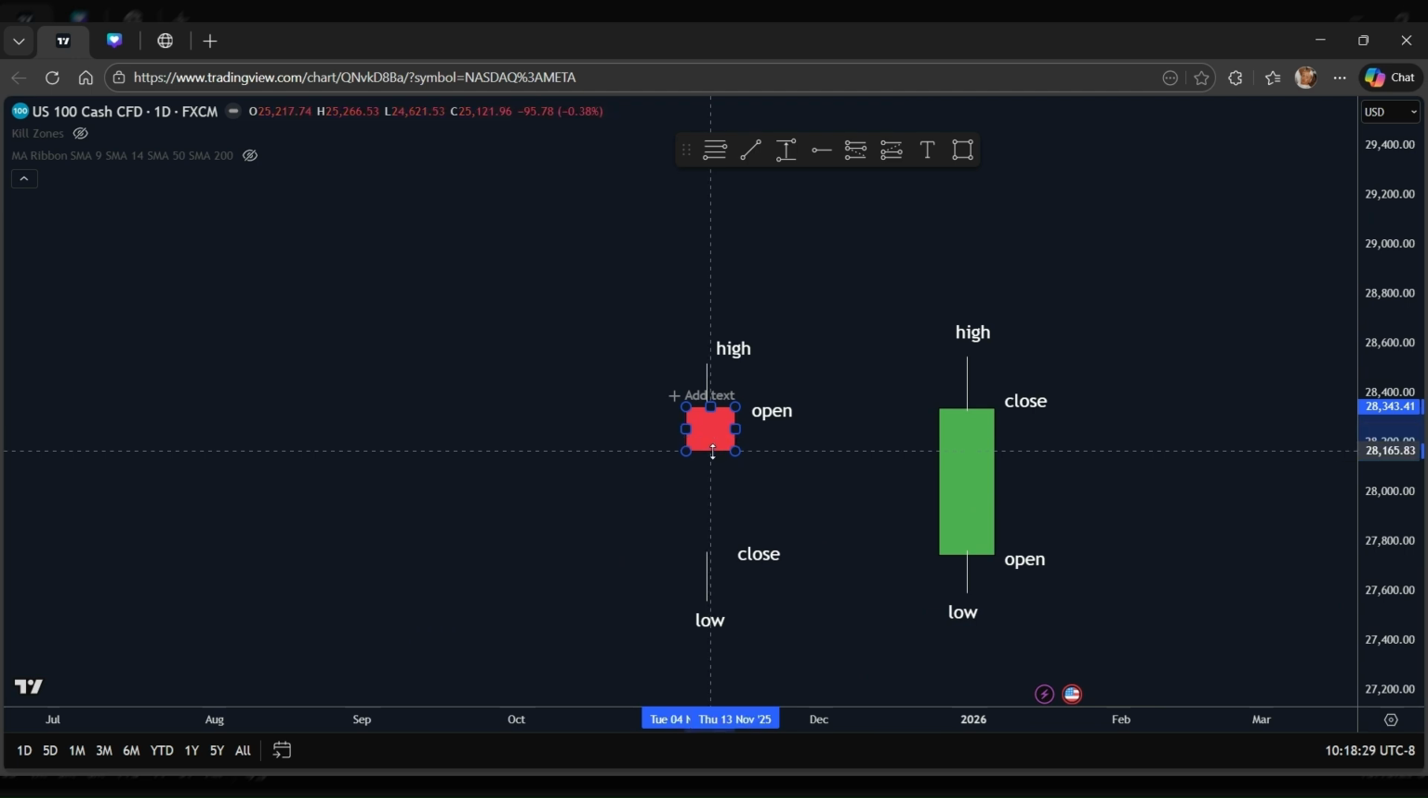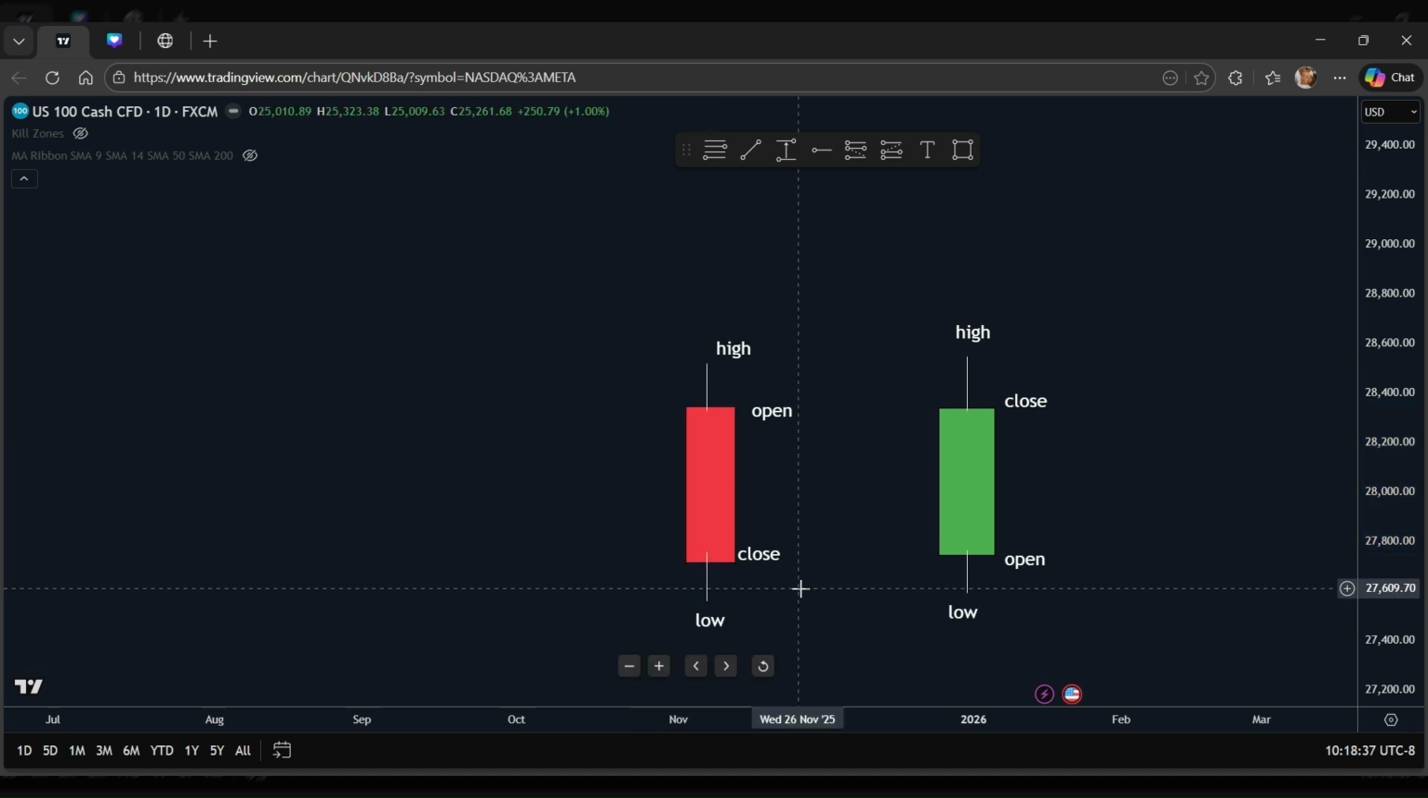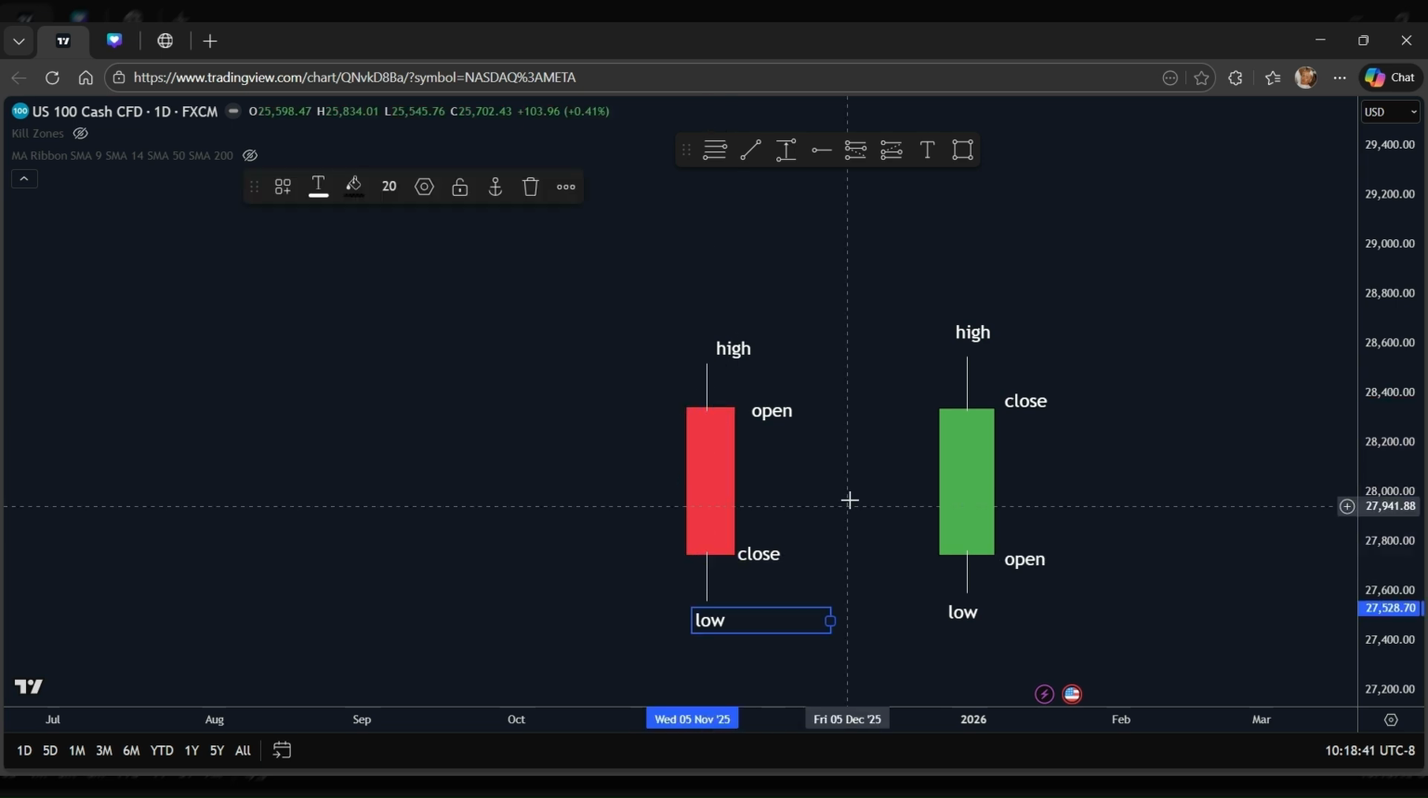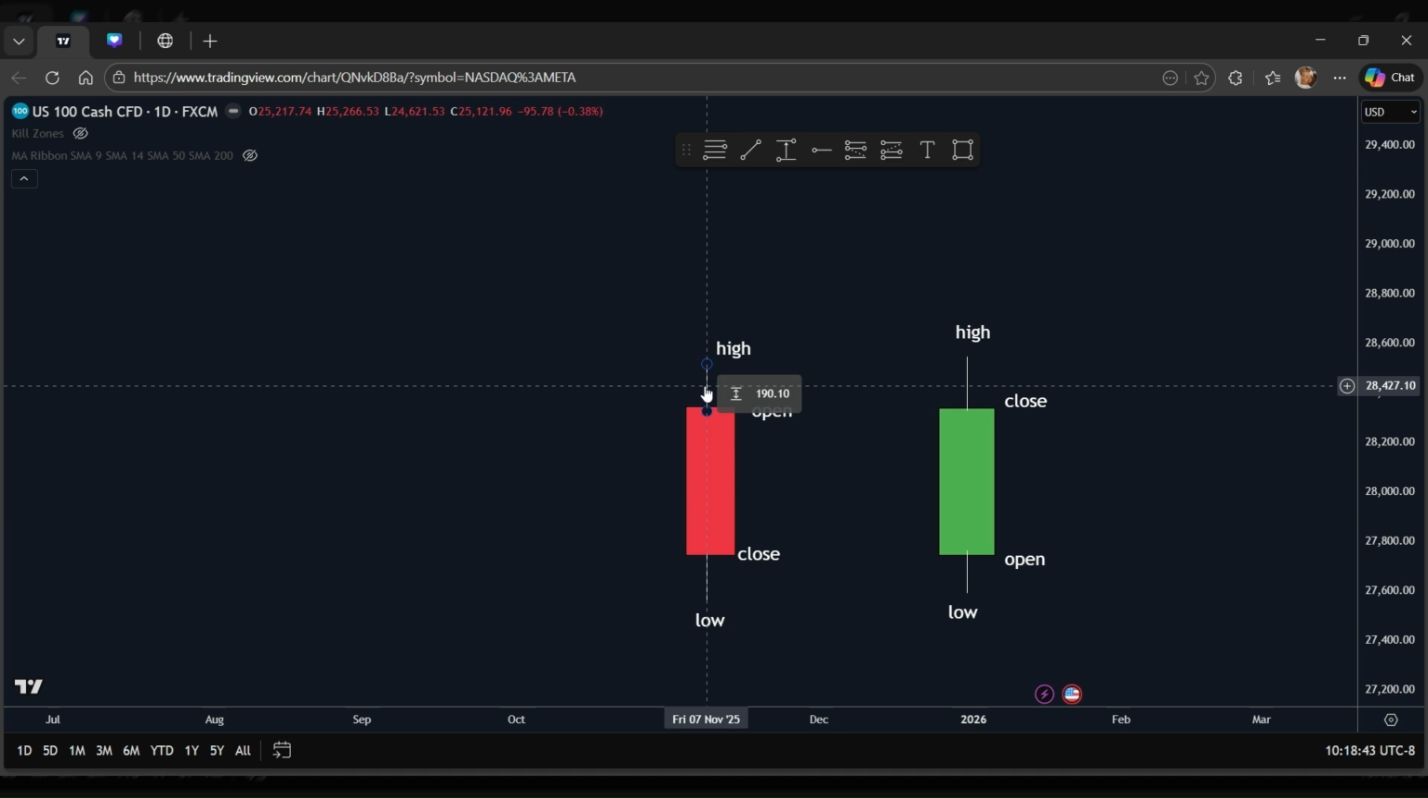Now, let's just say, boom, it went all the way down here to the low, but then it came back up and it closed right there. Basically, these are just shadows or remnants of where price went in that day. It didn't close there, it didn't open there. It's just where it went. Opened here, closed there. Same with the green candle.